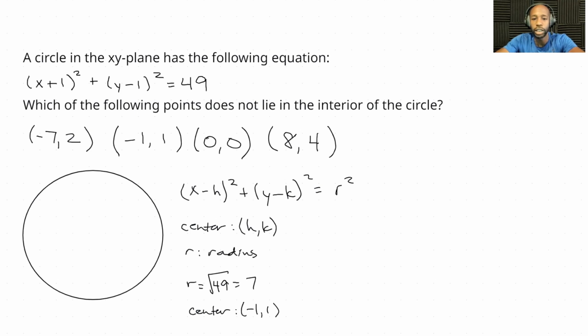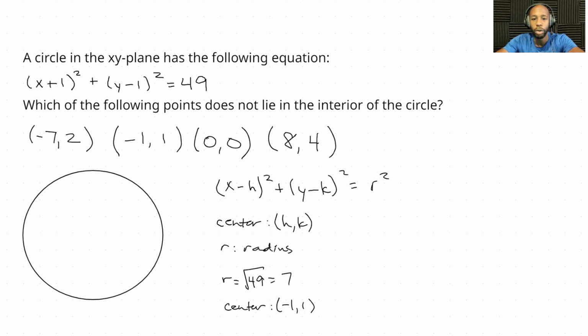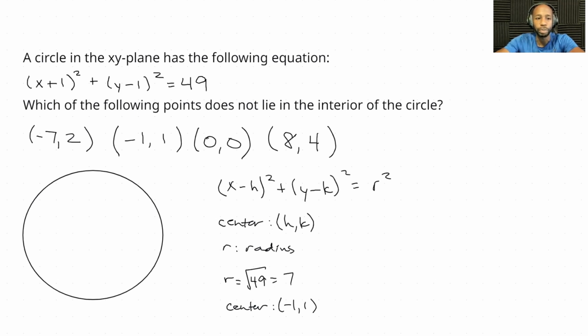Let's move all this stuff over here so we have more room for what I want to do. So this is in the XY plane, so it's graphed. We know the center of this circle is at (−1, 1). Now notice this. We know that the radius is 7. The radius of a circle is the distance from the center of the circle to any edge.